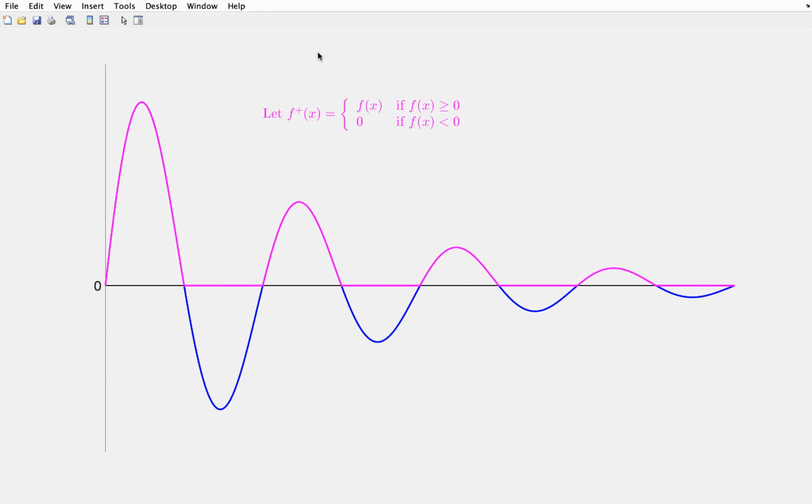So what we're going to do is we're going to split f into its positive and negative parts. So we'll let f plus be, well, the positive, or rather the non-negative part.